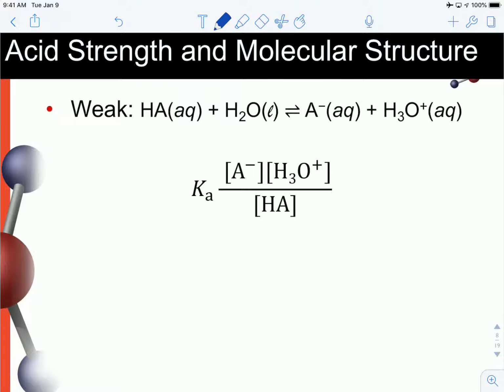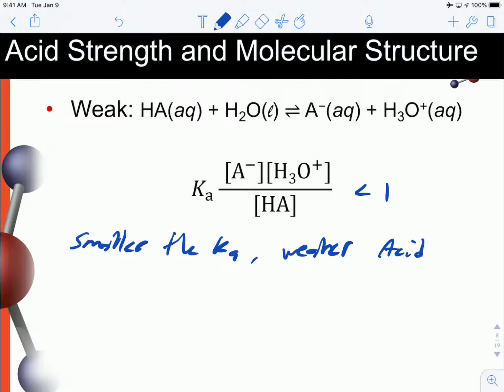Now let's see. Following the same reasoning, the smaller the Ka, the weaker the acid. So this is a weak acid now, and this Ka is going to be less than 1. So effectively, you can say the smaller the Ka, the weaker the acid.